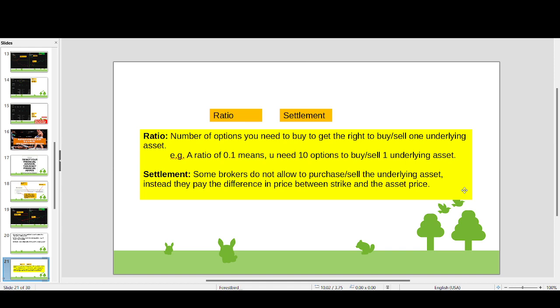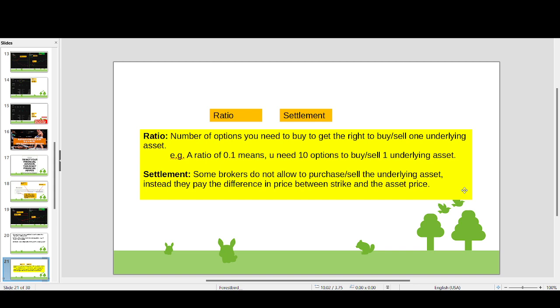One is the ratio. This is a very important component of this contract if you intend to purchase the underlying asset or to get the money for that. Ratio is the number of options you need to buy to get the right to buy or sell one underlying asset. What does this mean? Let's say the ratio given in the contract is 0.1. This means you need 10 options to buy or sell one underlying asset.